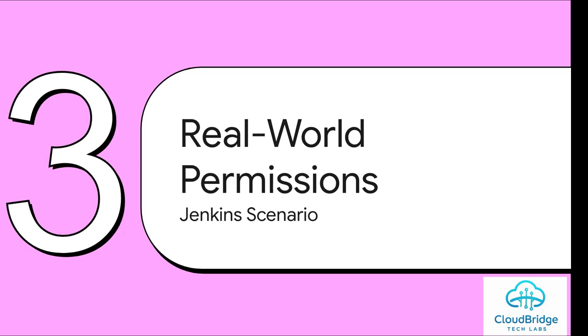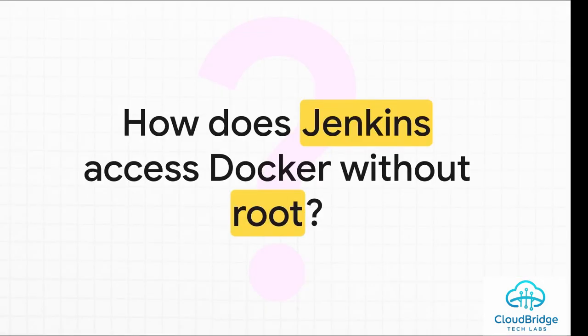Section 3. Real-world permissions, the Jenkins scenario. Okay, I want you to put your problem-solving hats on for a second. Let's look at a real-world scenario. Jenkins is our continuous integration tool, right? And it absolutely needs access to Docker to build our application containers. But giving Jenkins full root access? No way. That is incredibly dangerous. If Jenkins gets compromised, the whole server is compromised. So how do we give Jenkins exactly the access it needs to Docker, and absolutely nothing more, without handing over those super dangerous root privileges?